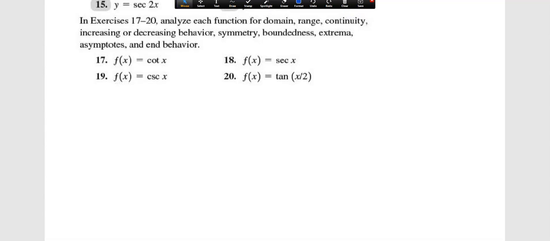Any other homework question on 4-5? Yep. 37.